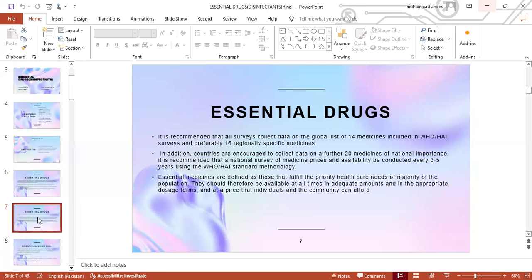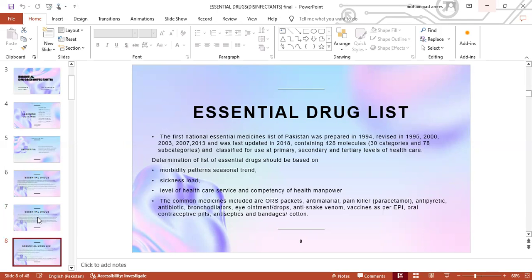It is recommended that all surveys collect data on the global list of 14 medicines, which is included in the WHO hospital-acquired infection survey, and preferably 16 regionally specific medicines. In addition, countries are encouraged to collect data on a further 20 medicines of national importance. It is recommended that a national survey of medicine prices and availability be conducted every 3 to 5 years using the WHO HAI standard methodology. So essential medicines are defined as those that fulfill the priority health care needs of the majority of the population. They should therefore be available at all times in adequate amounts and in the appropriate dosage forms and at a price that individuals and the community can afford.